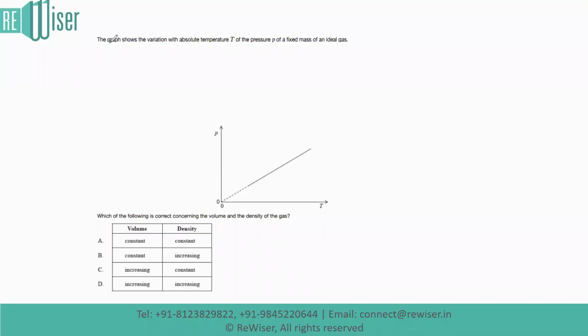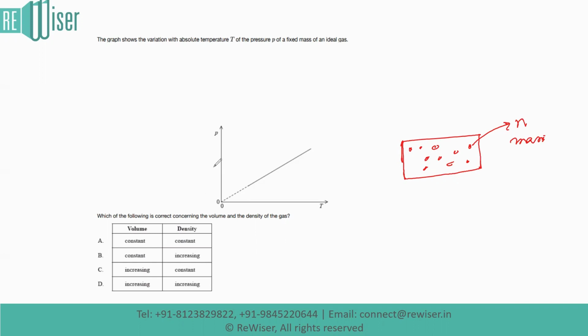As you can see in this question, it is asked that the graph shows the variation of absolute temperature T with the pressure P of a fixed mass of an ideal gas. Okay, now we can visualize an example. There is a container, and there are air molecules inside it. The number of air molecules will remain the same, and hence the mass inside the container will remain constant.